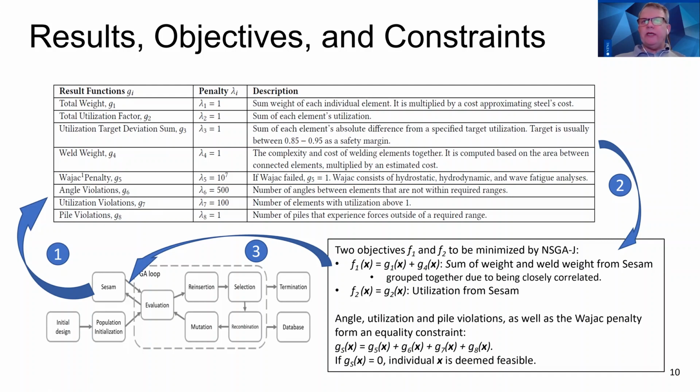The first objective, F1, is the sum of the weight of the jacket and the weld weights. The second objective is the utilization. We have one constraint. It is a sum of the 4 result functions G5, G6, G7, and G8. And if this constraint GS equals 0, the individual X is deemed feasible. Finally, once these objectives and the constraint are computed, we can then go on with NSGA-J and perform reinsertion, selection, recombination, mutation, etc. And those things are detailed in the paper.